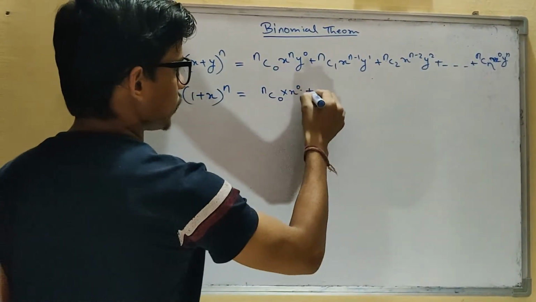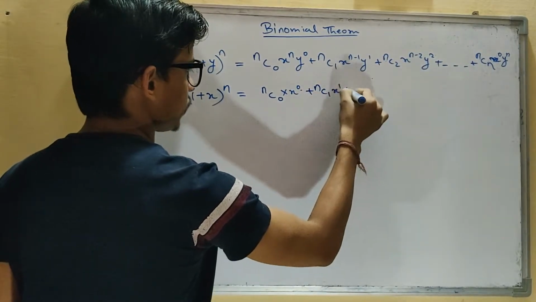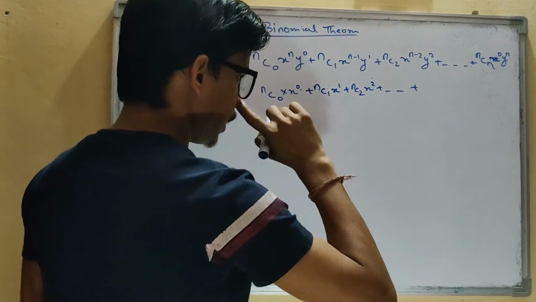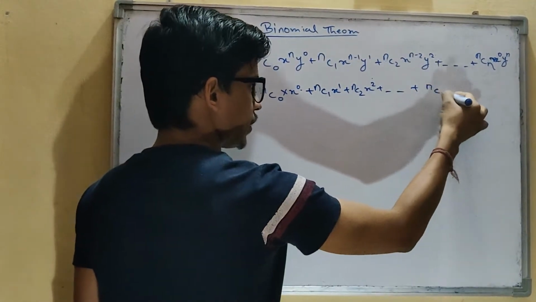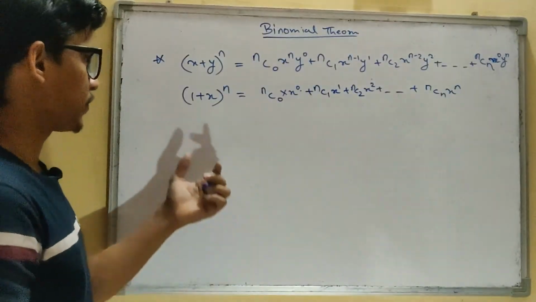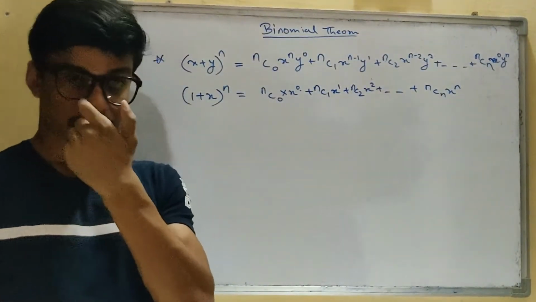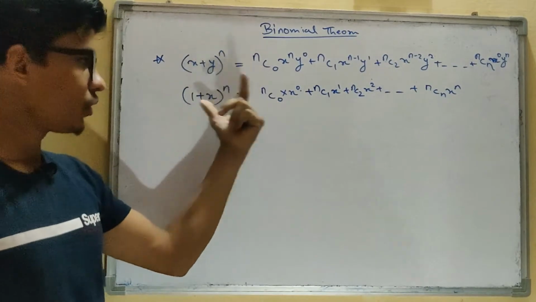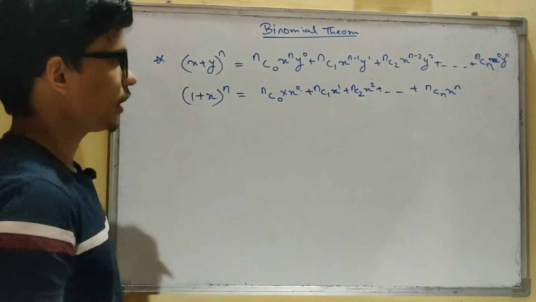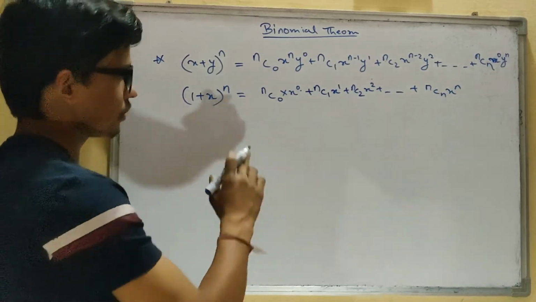So nC0 this. Now nC1 x to the power 1 plus nC2 x to the power 2, and so on, right? So in the last it is going to be nCn x to the power n. Okay, so the expansion is like this. So if you just substitute the value of x as 1 and y as x, you are going to get this expression, right? So (1 plus x) to the power n is this, right? So this is how you can write it.